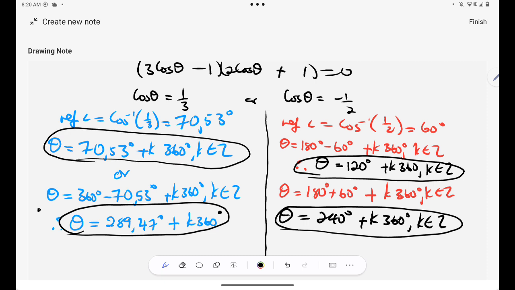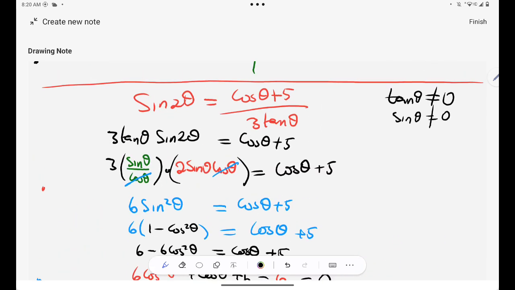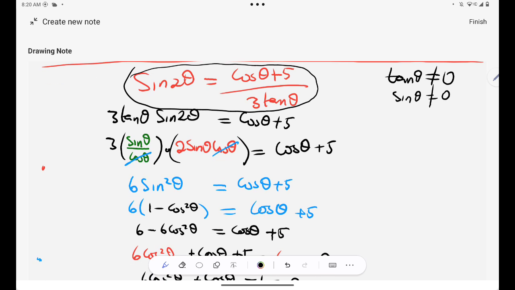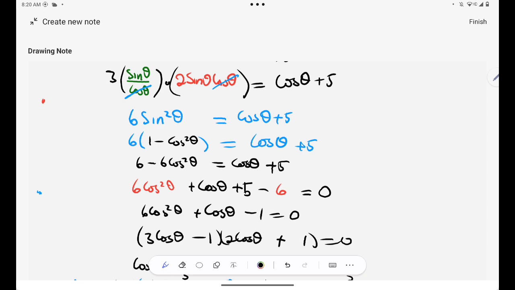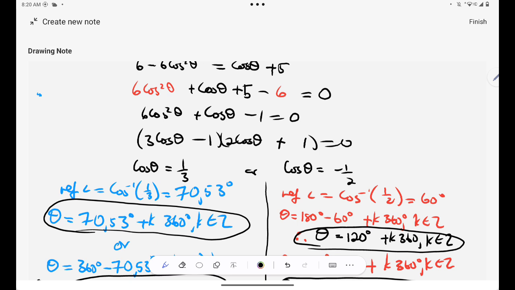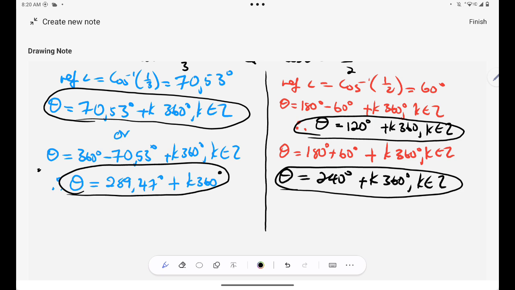Are you together, guys? Remember that the question was to solve for theta. The first thing I did was to multiply both sides by the LCD, and then I changed everything into sine and cos, and then into one trig ratio, put everything into standard form, factorized, and then found my general solution. This is how you find general solution, guys. It's this easy. I hope it won't give you problems anymore.